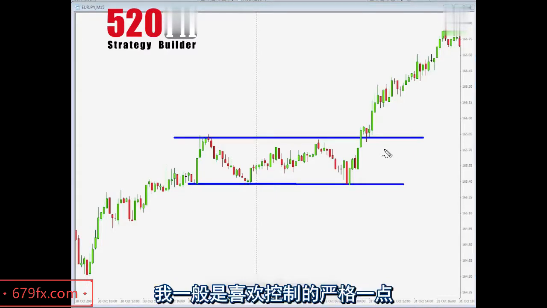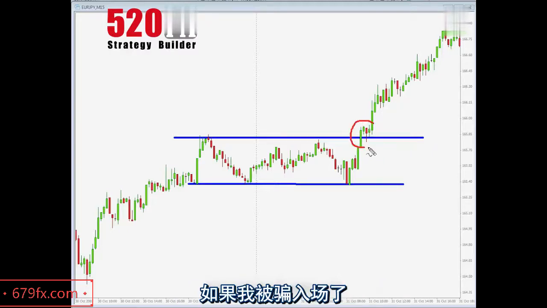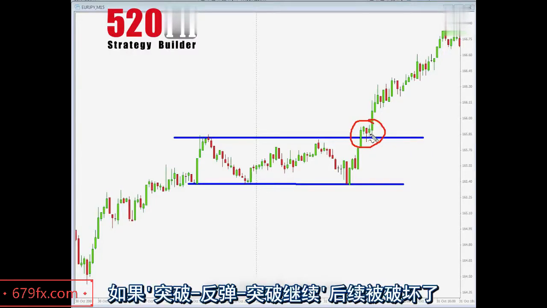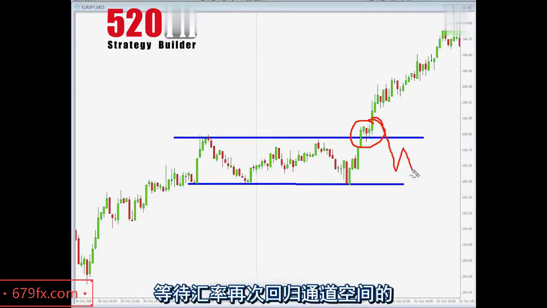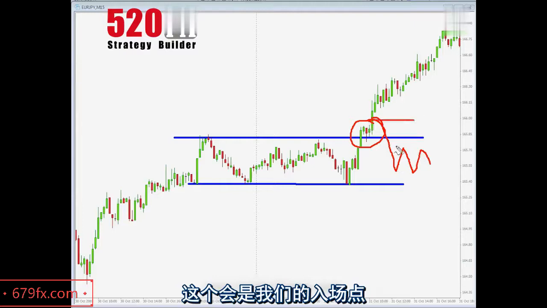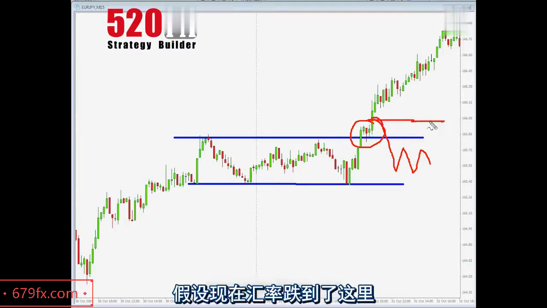As a general rule of thumb, I like to keep my stop losses as tight as possible. If the event that got me in the trade, meaning the breakout pullback continuation, has been violated, I just see no reason to sit through this trade. If price goes back down here, this was your entry level. Right now, let's assume current market price is around here.